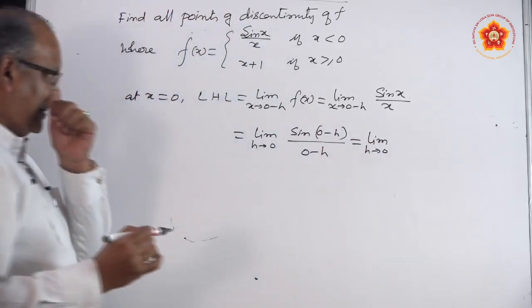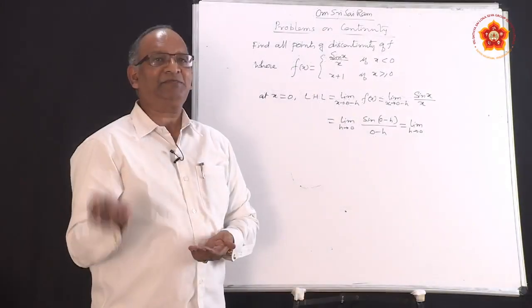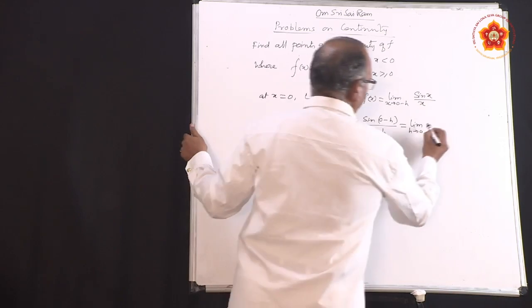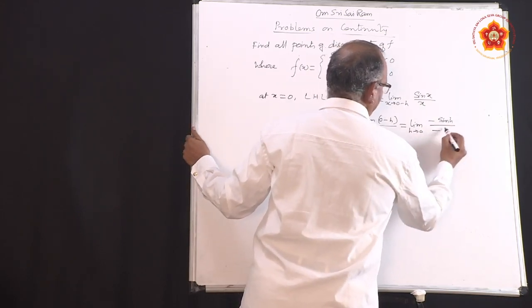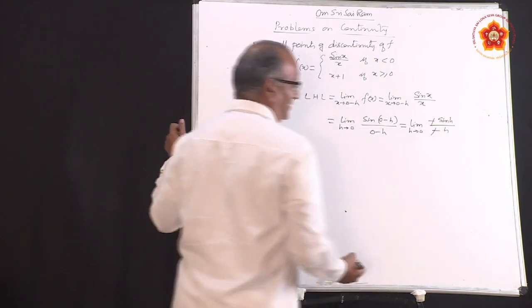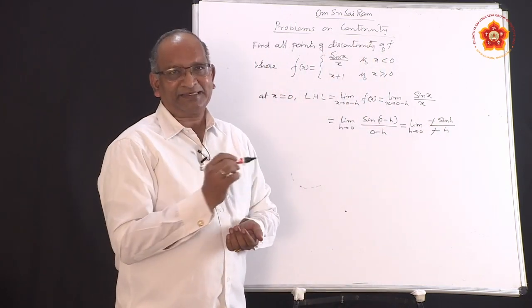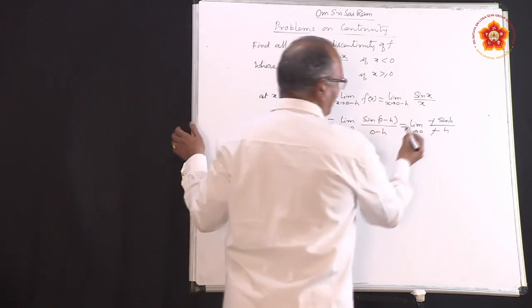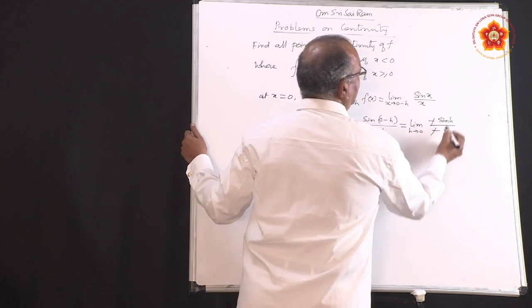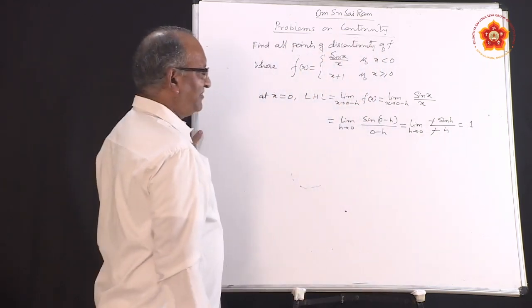Sin of 0 minus h, 0 minus h is minus h. Sin of minus theta is minus sin theta. So, it is minus sin h by 0 minus h, which is minus, so these two will get cancelled. Recollect the limit formula, limit x tending to 0, sin x by x is equal to 1. Instead of that, limit h tending to 0, sin h by h will become 1. This is the value of left hand limit.